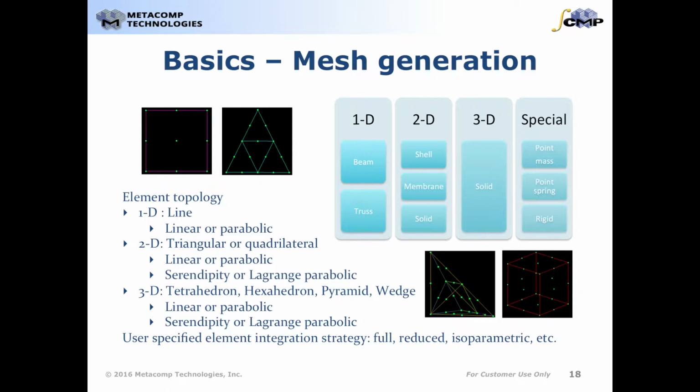The user can then take advantage of the built-in mesh generation capabilities within CSM++. The element types available are 1D elements for beams and trusses, 2D triangular or quadrilateral elements for shells, membranes, and solids, 3D tetrahedron, hexahedron, pyramid, and wedge elements for 3D solids. Each of these elements support different element topologies such as linear or parabolic as applicable.